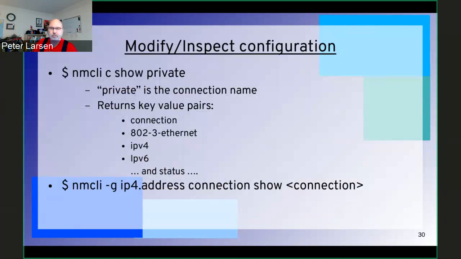Now, you can also use nmcli to just get one piece of data. You can query and not get that whole list. If I only want, for instance, the IP address, I can use -g and ip4.address, then connection show and the connection name, and it will only return the IP address and nothing else. That's another good way of retrieving something from the command line if you do scripting.